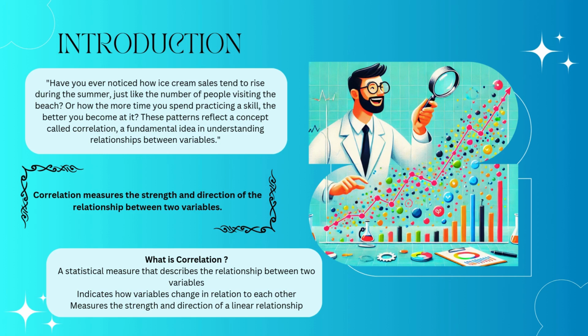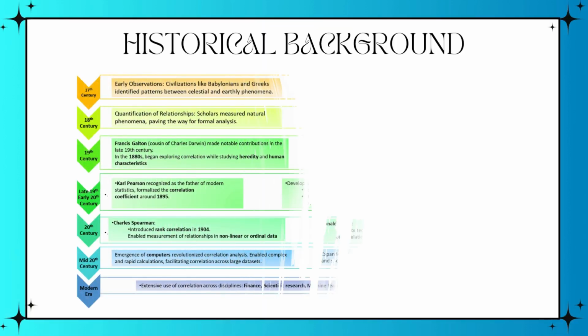In simple terms, correlation measures the strength and direction of the relationship between two variables. It helps us understand how changes in one variable relate to changes in another variable, whether they move together in a positive or negative direction. Let's dive deeper into how correlation works and its significance.